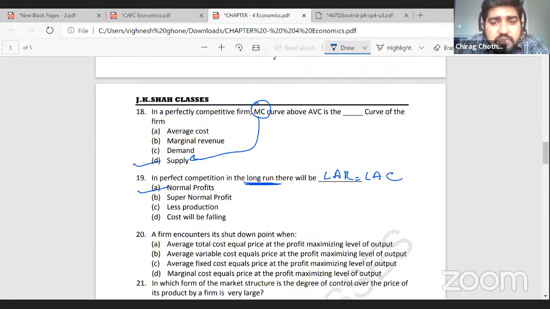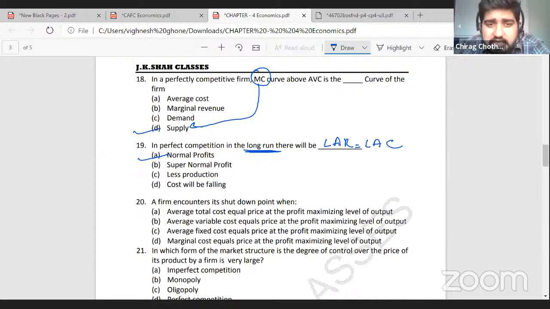A firm encounters its shutdown point when? What do you mean by shutdown point? A shutdown point is a point, students, when you are not able to recover your variable cost. Okay. That means your variable cost is more than the price or equal to the price. Option A: average total cost equals the price at the profit maximizing level of output. Do we talk about average total cost, or do we talk about average variable cost? We talk about average variable cost in case of shutdown. So A is not the answer.